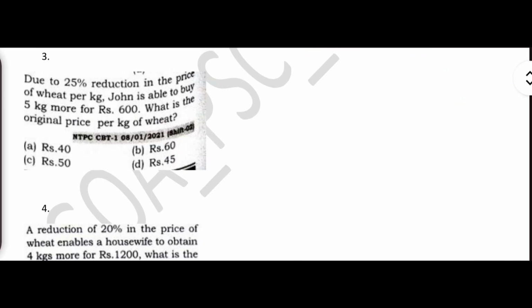Due to 25% reduction in the price of wheat per kg, John is able to buy 5 kg more for rupees 600. What is the original price per kg of the wheat? Again on the same concept, price into consumption equals expenditure. Guys, remember here expenditure is same. How? Let me show you. What is happening over here?